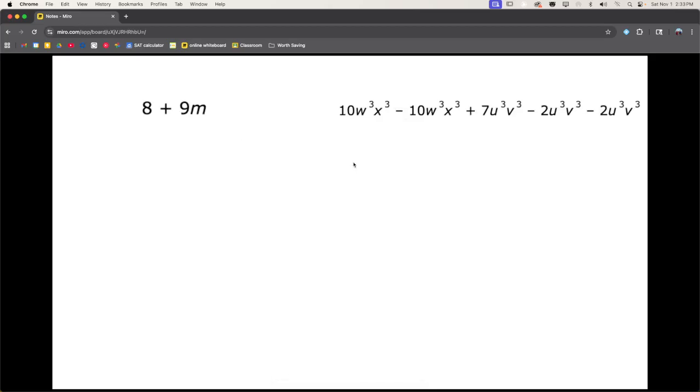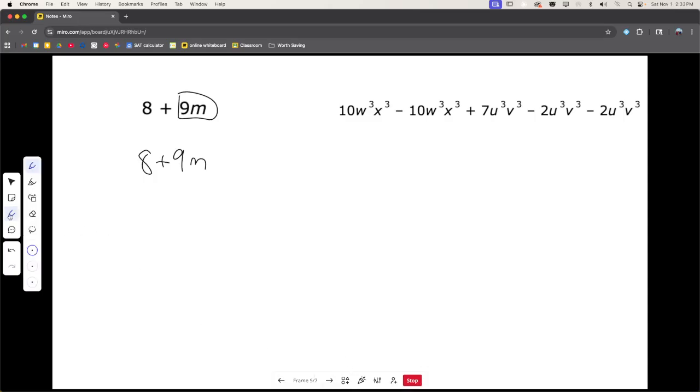All right, last two. For this problem, these cannot combine, right? This is a regular 8, and this is a 9m. They do not have the same letter, right? One of them has a letter, one of them does not. And so if there's nothing to combine, then your answer is just how it started. Okay, just rewrite the problem. Don't change anything.